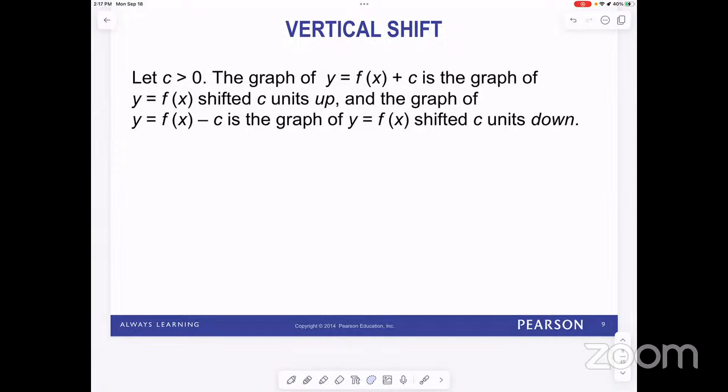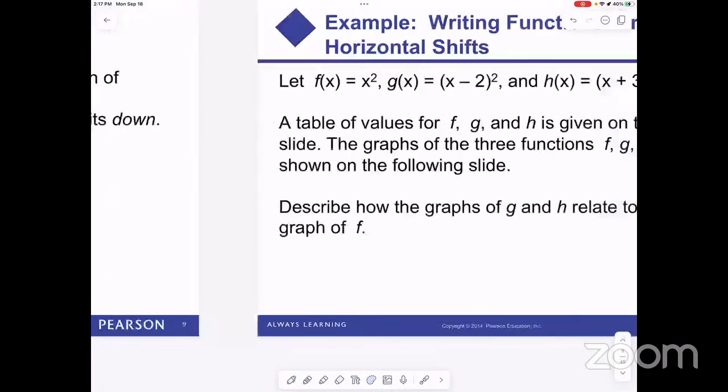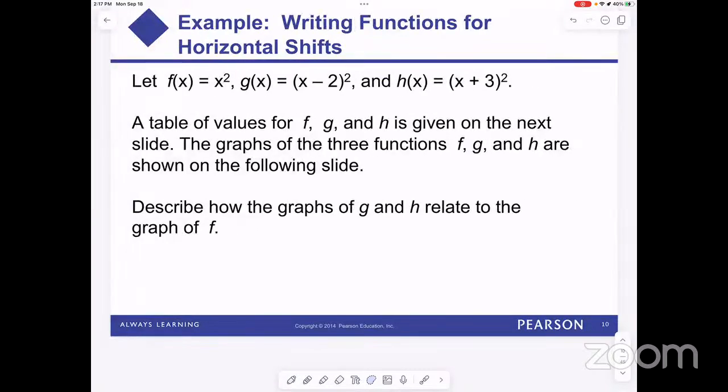All right. Okay. So then here, in this example, we're given f of x equals x squared. You should know that shape. All right. f of x equals x squared, g of x equals x minus 2 squared, and h of x equals x plus 3 squared. So a table of values for f, g, and h is given on the next slide. The graphs of the three functions f, g, and h are shown in the following slide, and describe how the graphs of g and h relate to the graph of f.